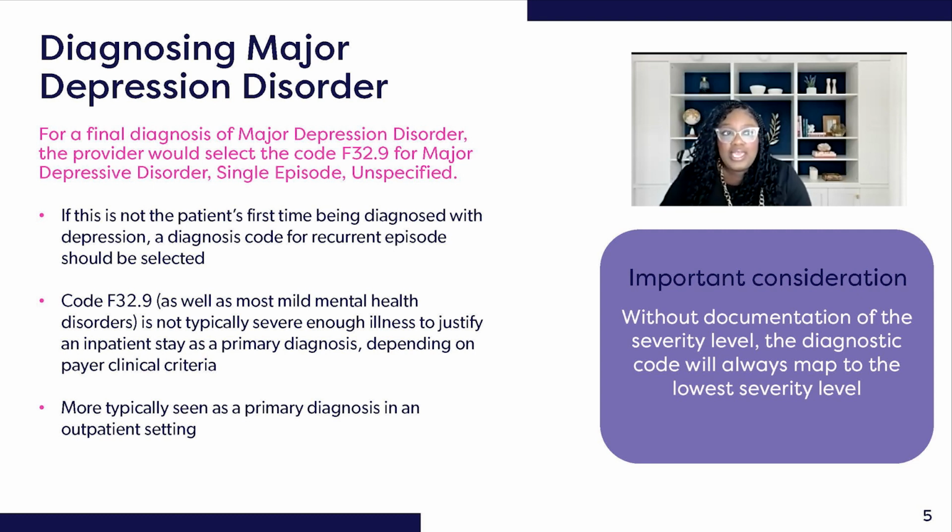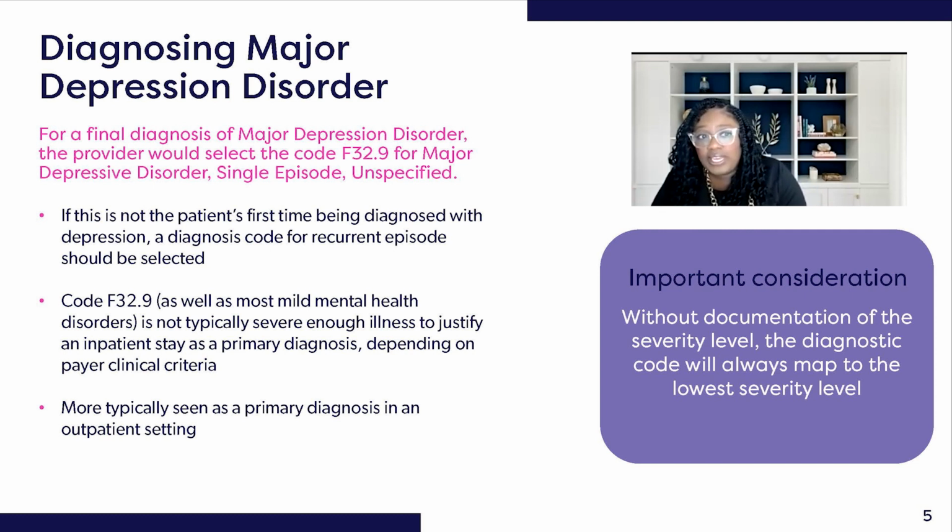Okay, if this is not the patient's first time being diagnosed with depression, then you want to make sure you're using a diagnosis that includes recurrent, because this would be another additional episode. It wouldn't be a single episode, because single episode indicates that this is their first time suffering from major depression. So again, if you're just putting major depressive disorder or MDD, it will map to just basic depression, which is F32.9. Okay, so again, if it's another occurrence, you want to use a code or a diagnosis that will have recurrent episode in the language. Okay.